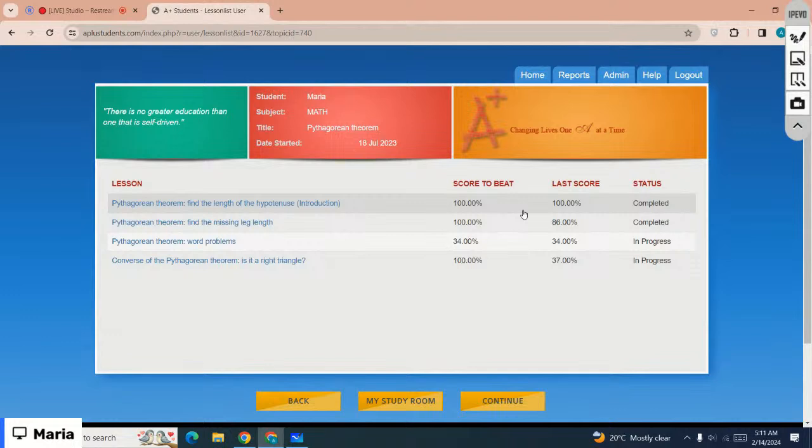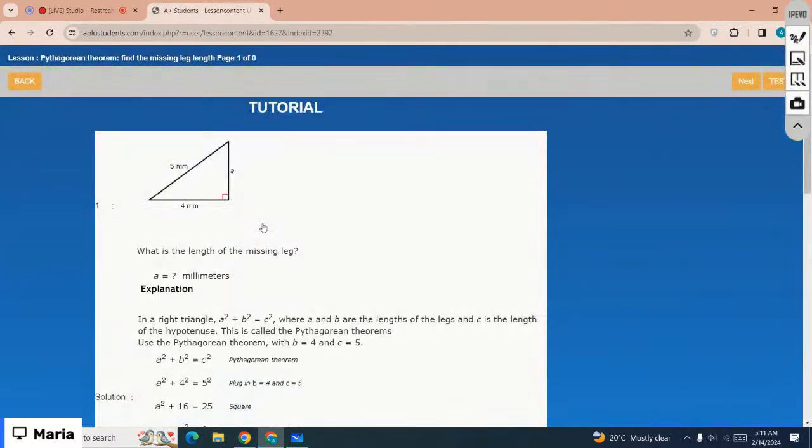Okay, the next one is Pythagorean theorem: find the missing leg length. Let's just start with the lesson. So we know how to calculate the hypotenuse, right? Now the other leg length is missing. You have to calculate the other leg length, right?